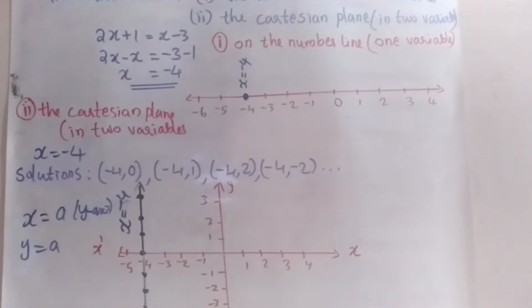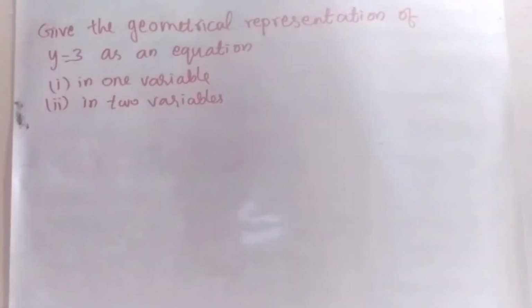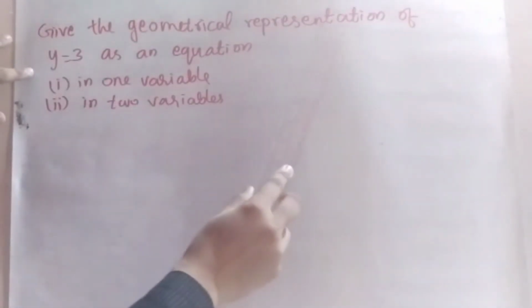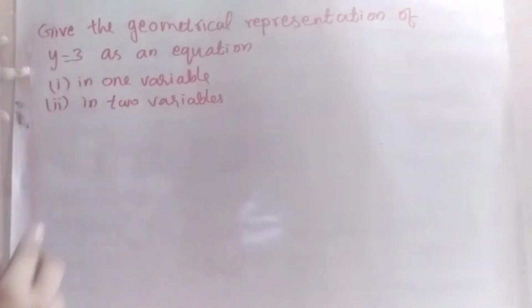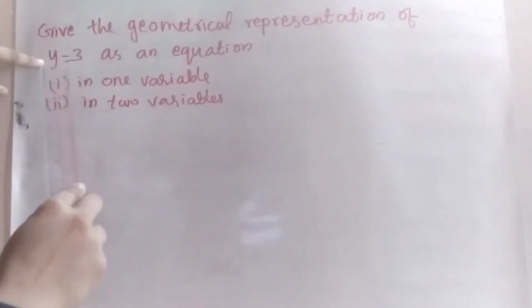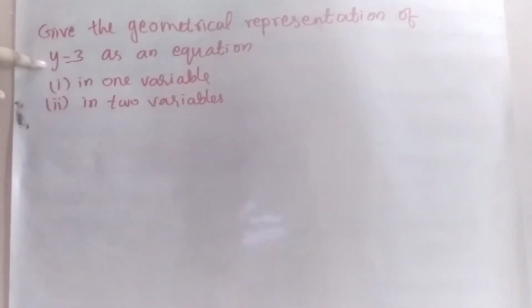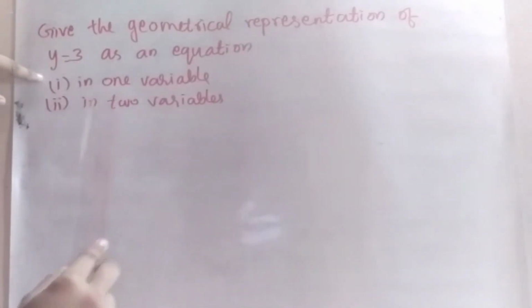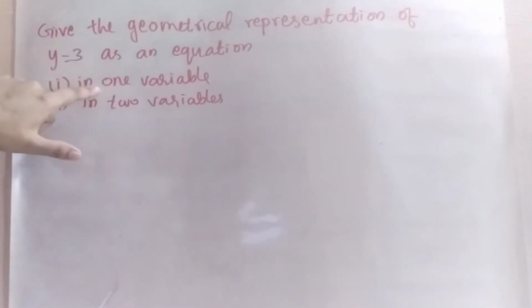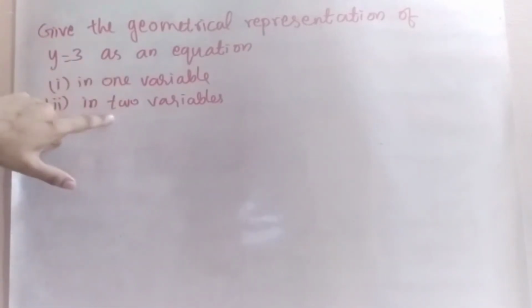Okay, dears. This is another question. Give the geometrical representation of y is equal to 3. Before, we discussed x equal to minus 4. Here the equation is y is equal to 3, as an equation in one variable and in two variables. One variable means on the number line. Two variables means on the Cartesian plane.